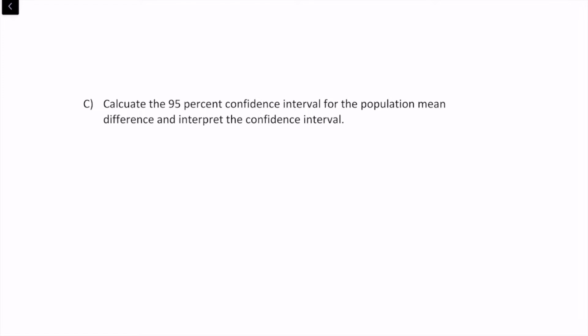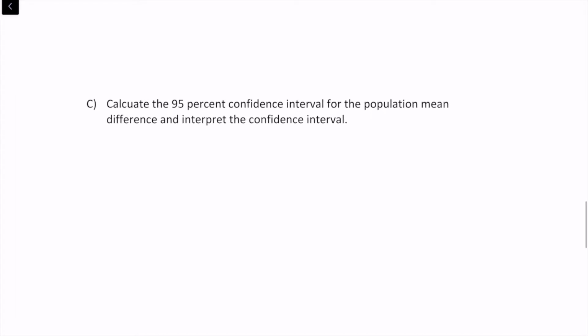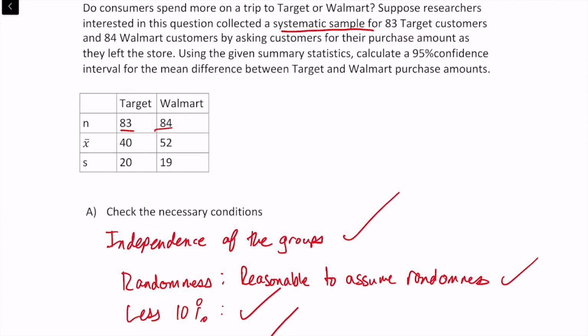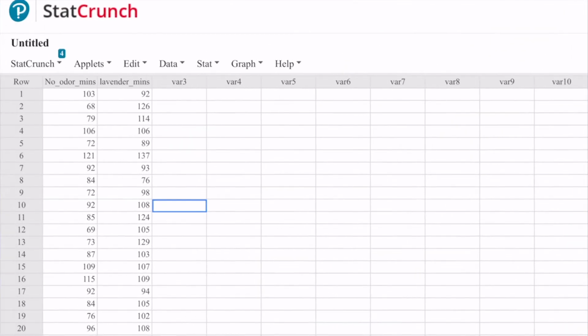So what we're going to do is use StatCrunch. But before we do that, we need to identify what's sample 1, what's sample 2. So let's let Target represent sample 1, and we'll let Walmart represent sample 2. So the mean for Target is 40, the standard deviation for Target is 20, and the sample size is 83. So let's go to StatCrunch.